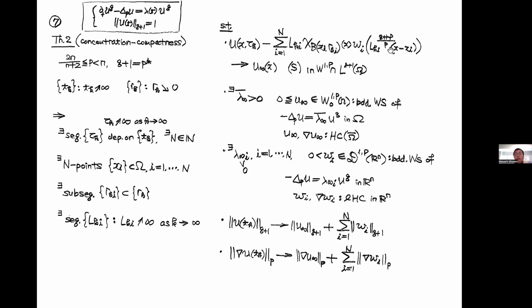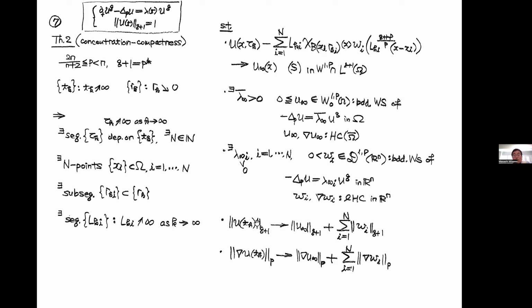About the second term, this is important for our talk. We denote this WI, which is a positive and bounded weak solution of the corresponding stationary equation in the whole space Rn. Here, lambda infinity is a positive constant for each i from 1 to capital L. The Wi and the gradient of Wi are also locally Hölder continuous in the whole space.